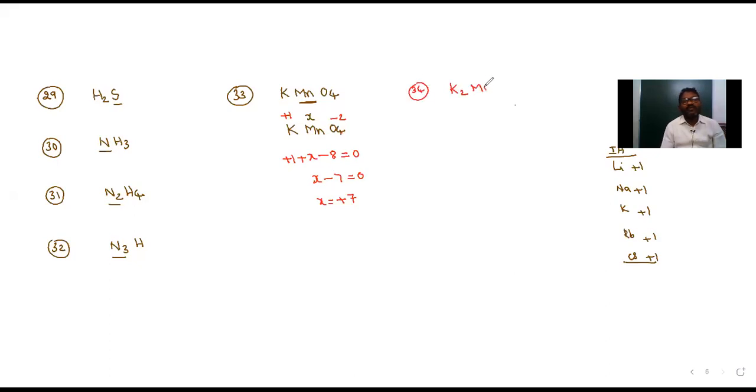In K2MnO4, you try. K2Cr2O7. Let me do it. K2, potassium is a first group element, always +1. For chromium, I don't know, sir. X. O7, oxygen state always -2.